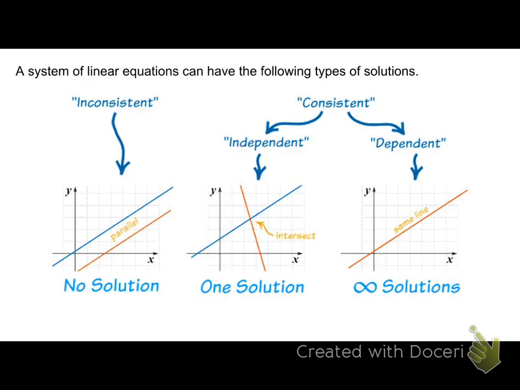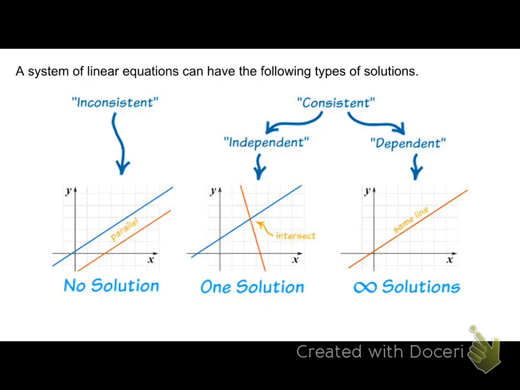Parallel. What does parallel mean? Side by side. Give me more. They never meet. So if we're looking for the point that they have in common, if they never meet, then you have no solution. Or they can be what we call a dependent system.